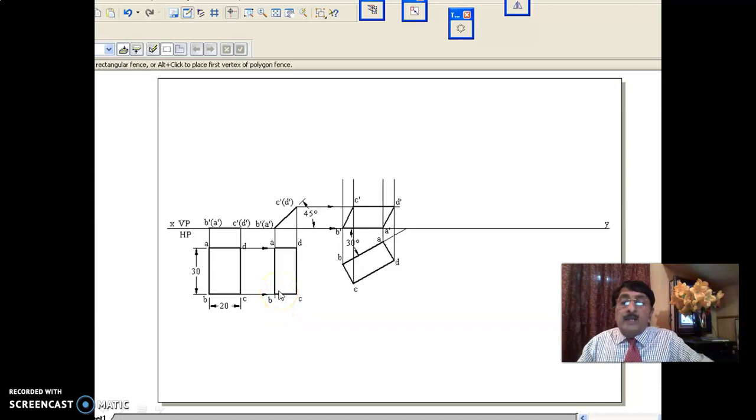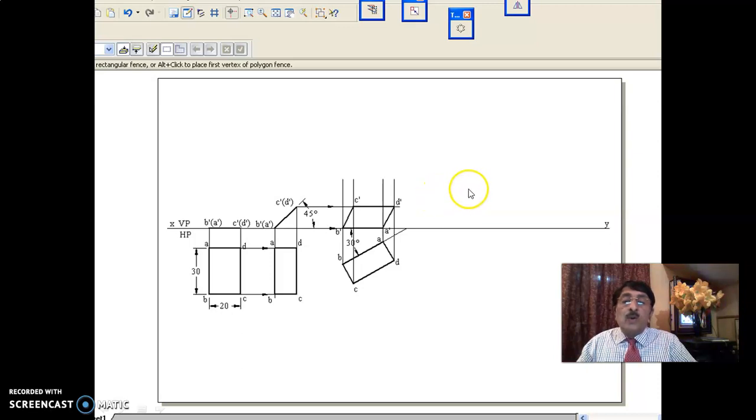I'll rotate the lamina such that the surface inclined to HP is the same. I am rotating about AB, in such a way that AB is inclined at 30 degrees to VP. Please understand, when you incline it at 30 degrees to VP also, this surface inclination to HP is 45 degrees only. That is why this top view and this top view remain the same. In that way, you take the projectors and get the front view.